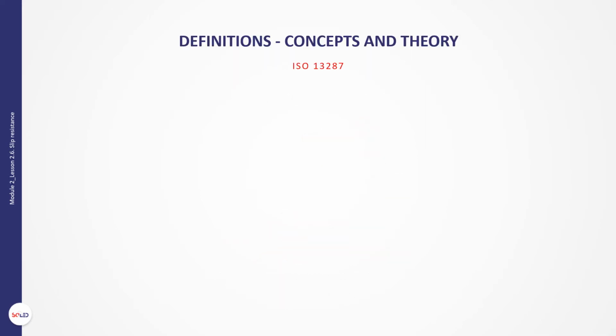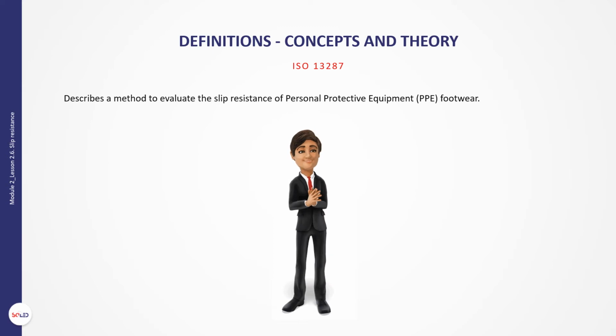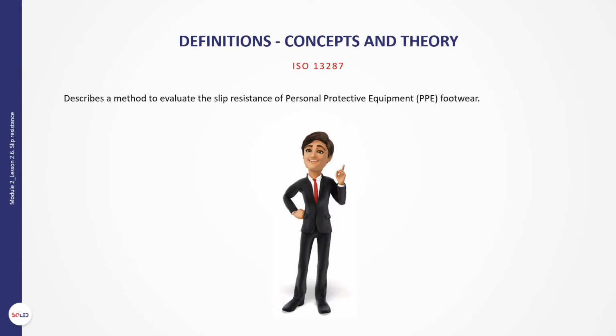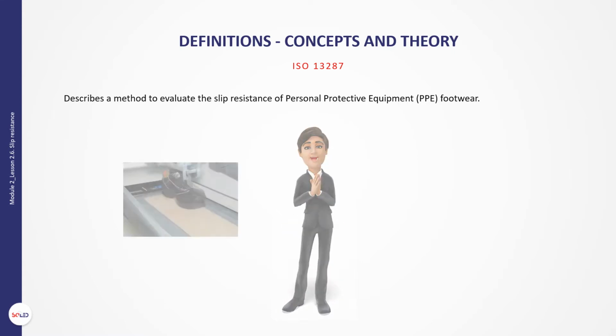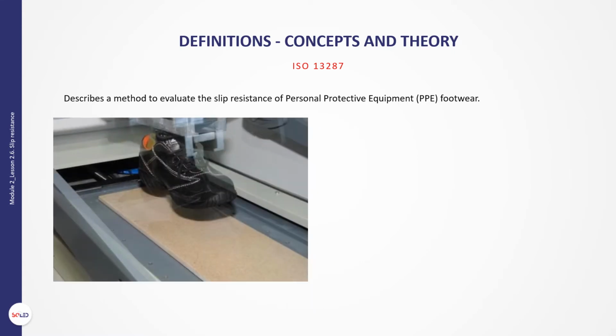The standard ISO 13287 describes a method to evaluate the slip resistance of personal protective equipment, PPE, footwear. In this test method, the footwear is placed on a surface, subjected to a given normal force, and moved horizontally relative to the surface, or the surface is moved horizontally relative to the footwear. The frictional force and the normal force are measured and the dynamic coefficient of friction, COF, is calculated.